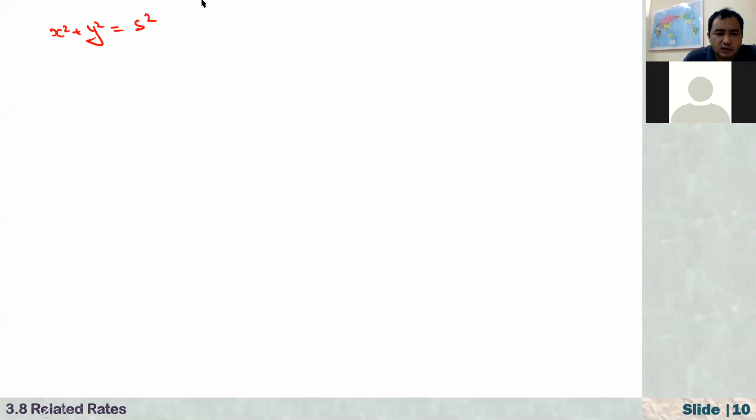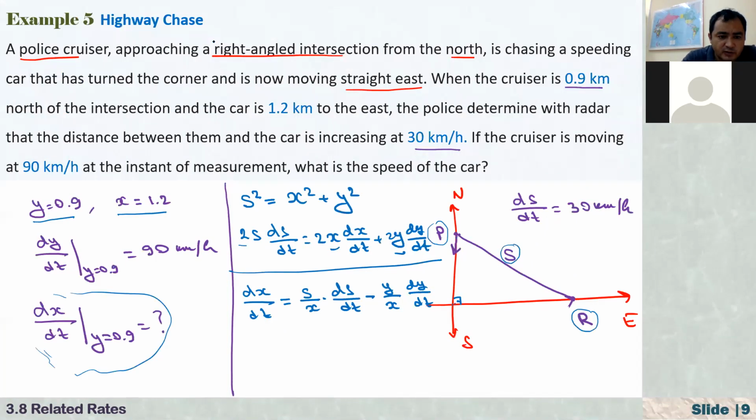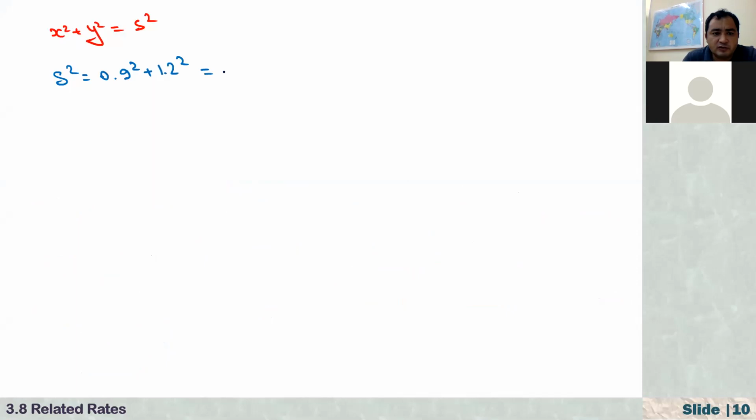From here, we know that x squared plus y squared is equal to s squared. When y equals 0.9, x equals 1.2, so s squared is 0.9 squared plus 1.2 squared. 0.9 squared is 0.81, and 1.2 squared is 1.44. Adding them gives 2.25. The square root of this number is 1.5. So at this instant, the distance between the two cars is 1.5.